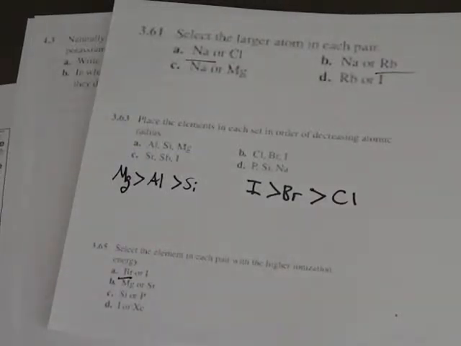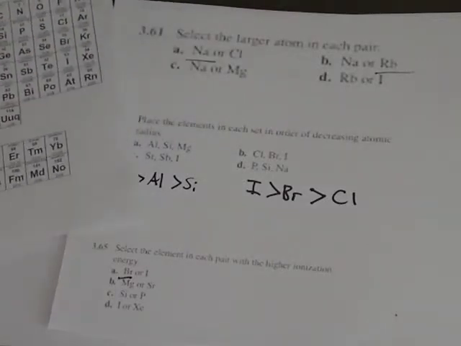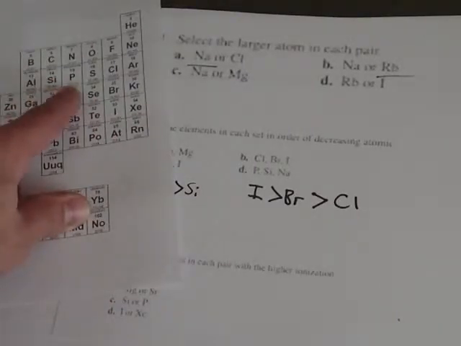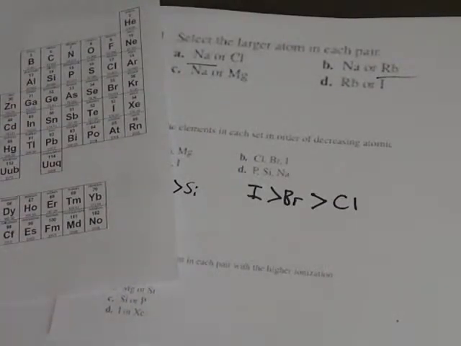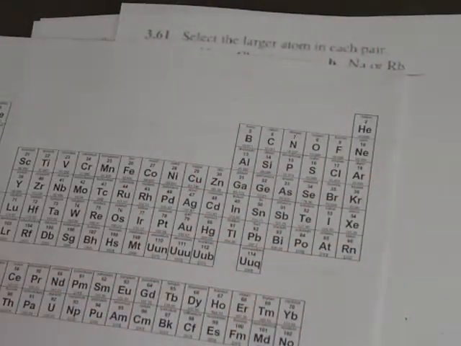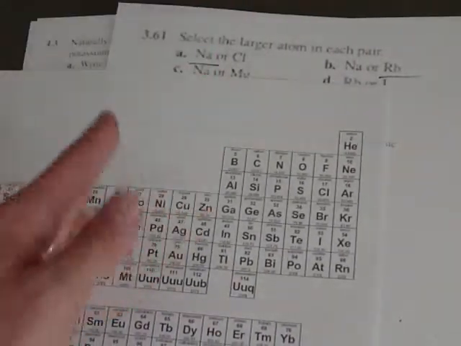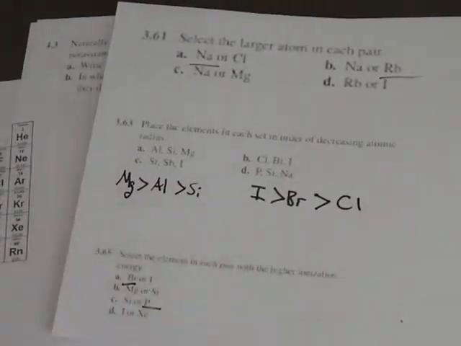Then B is pretty much the same thing, silicon and phosphorus. When we compare elements of the same period, silicon and phosphorus, remember, as you go from the left hand side to the right hand side of the periodic table, the electrons are getting closer to the nucleus, so there's going to be greater attraction to the nucleus. You're going to require more energy, and so phosphorus is going to be the one with the higher ionization energy.